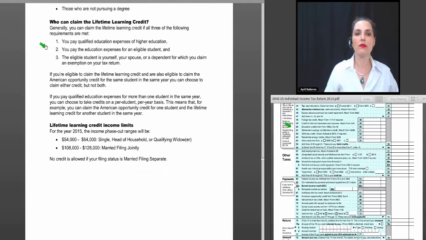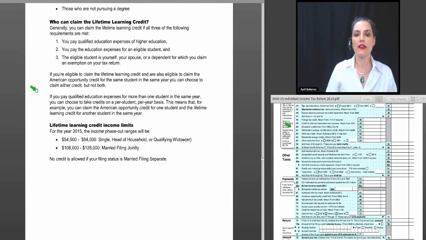Who can claim the credit? Well, generally you can claim the credit if all three of the following requirements are met. You paid qualified education expenses of higher education. You pay the education expenses for an eligible student, and the eligible student is yourself, your spouse, or a dependent for which you claim an exemption on your return. If you're eligible to claim the Lifetime Learning Credit and are also eligible to claim the American Opportunity Credit for the same student, you can choose to claim either but never both.